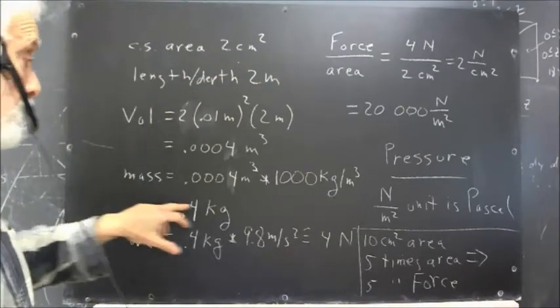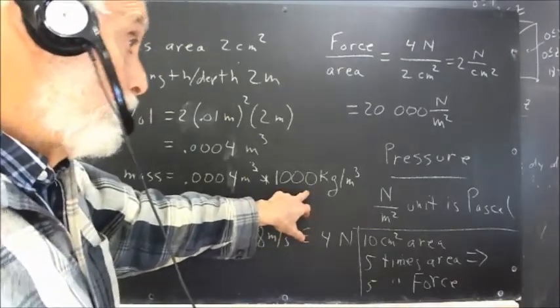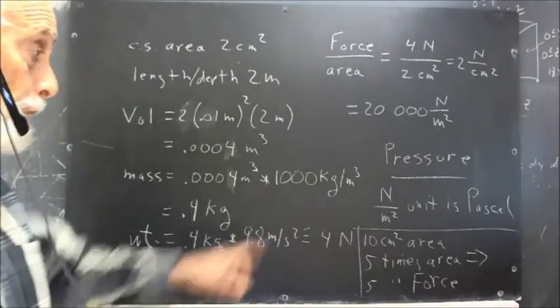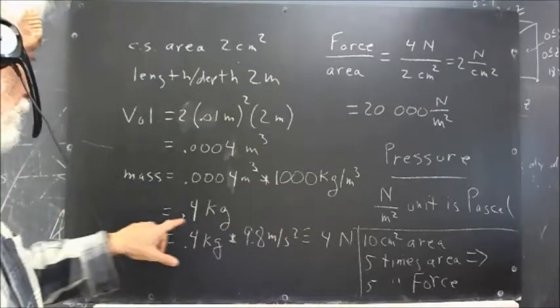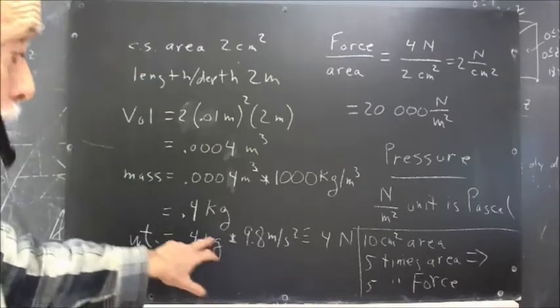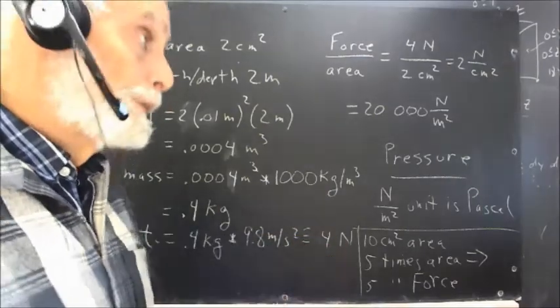The mass then is going to be the volume times the mass density of the water. Mass density of the water being 1,000 kilograms per cubic meter, something you need to know. And that comes out 4 kilograms, which then has a weight of 4 kilograms times acceleration of gravity, or 40 newtons.